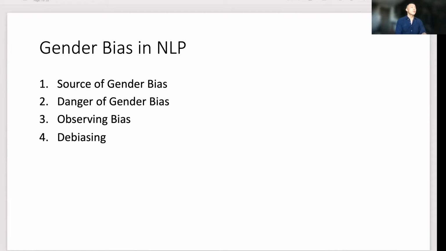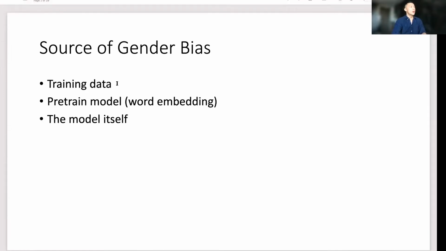So let's talk about sources of gender bias, where it comes from. There are multiple sources. It's from the training data, from the word embedding, or from the model itself. These three are the obvious answer to people who do machine learning and NLP, because these three components are very important components that we see in basically all systems, right?